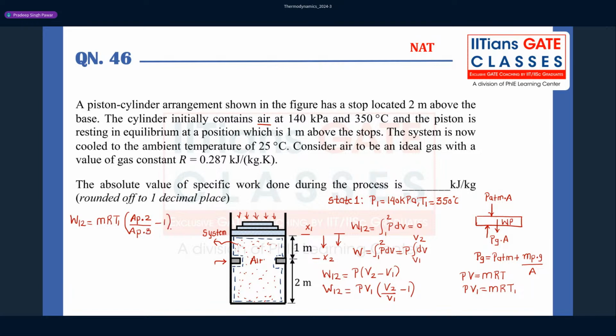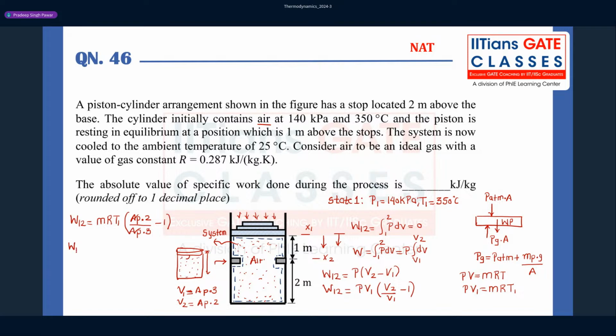I will just explain this again. Imagine this is the piston at this position, so this is the piston position at this point. If you want to calculate the volume of the system, the volume is nothing but the area of the piston times the total height. Initially the height is 3, which is v1. And finally, when we do the constant pressure cooling process, the height will become 2. So that is why it is 2 by 3. The area of the piston A can get cancelled.